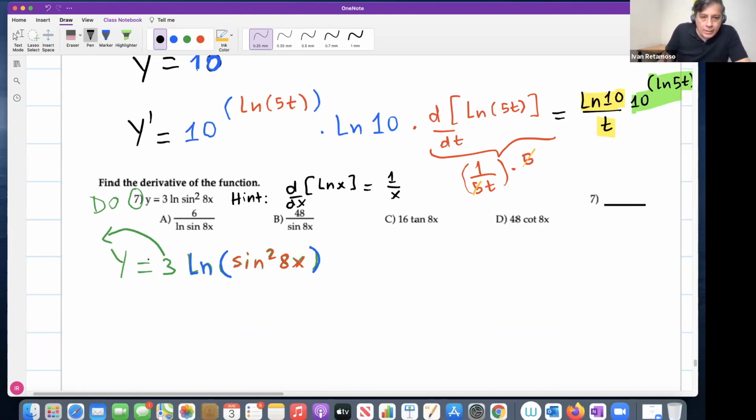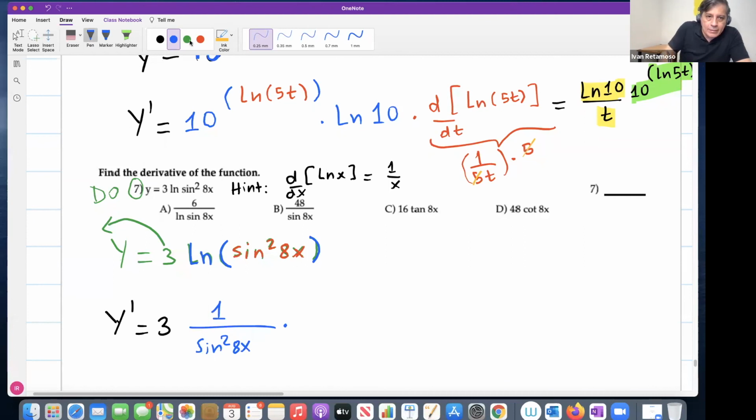Okay, since we are running out of time, let's do it together, okay? So we can complete this. Y prime, the derivative will be equal to what? 3 is a constant, comes outside. I'm gonna focus on the derivative of this. The derivative of this composite function is, following this formula, 1 over the inside of the log, sine square of 8x, right? 1 over that, times the derivative of this guy, right? Derivative of this inside function. Take the derivative of this carefully. 8x, allow me to write it this way.